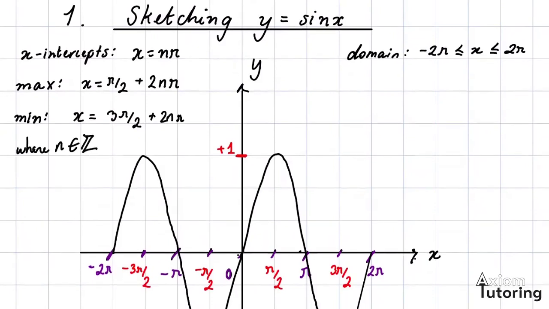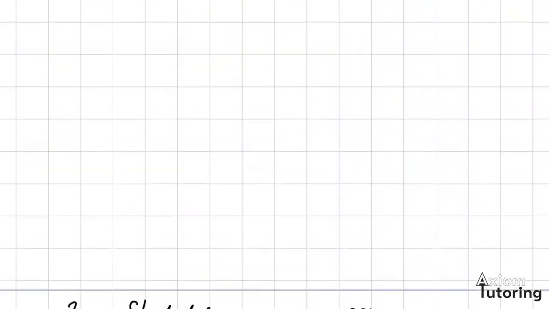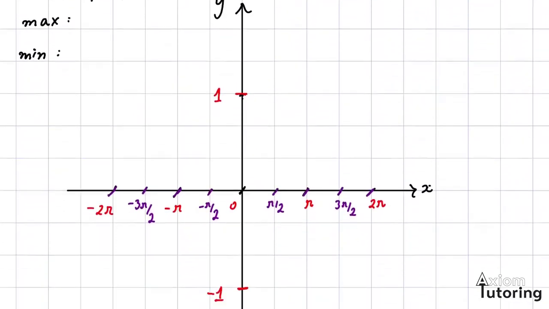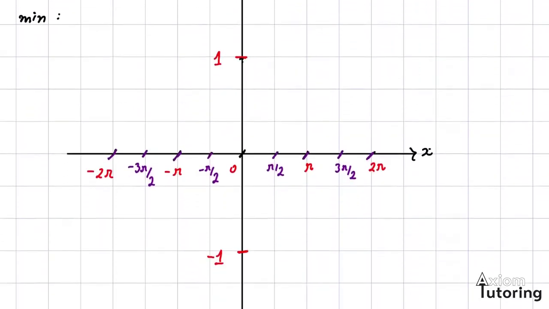Okay, so we're going to do the exact same thing for our cosine function. For y equals cos x, again, we're completing 2 full cycles because our domain is from -2 pi to 2 pi. The graph starts at a maximum of 1 at x equals 0, and it's going to cross the x-axis at -3 pi over 2, minus pi over 2, pi over 2, and 3 pi over 2.